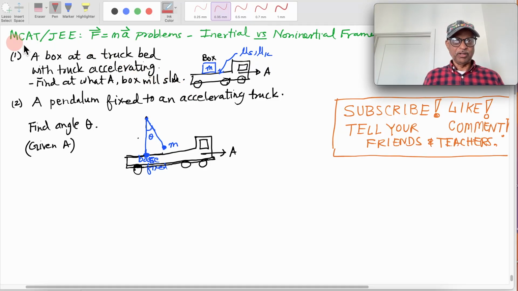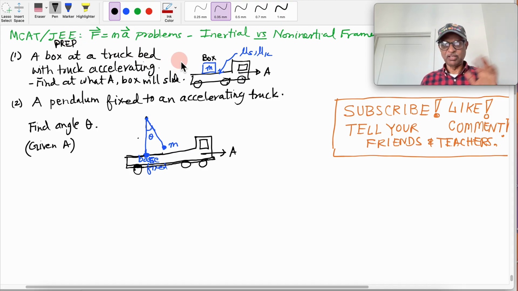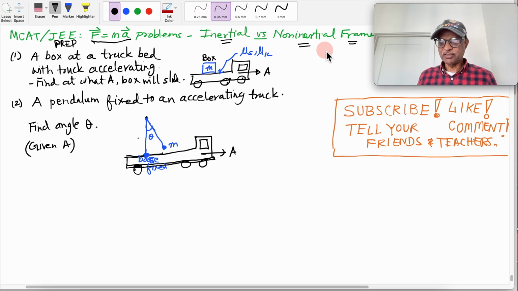We are doing this for MCAT and JEE prep. Okay, so we are doing this. We are going to be doing this for quite some time because it covers a lot of ground. Right now we're on F equals MA problems, and we did a couple of problems, inertial versus non-inertial frames. There are some classic problems people ask, and they're relatively easy to solve, so it's important to know them for the test.